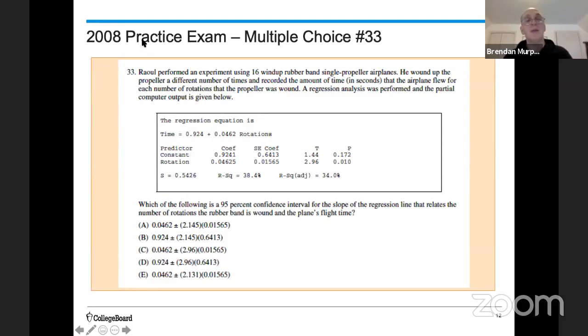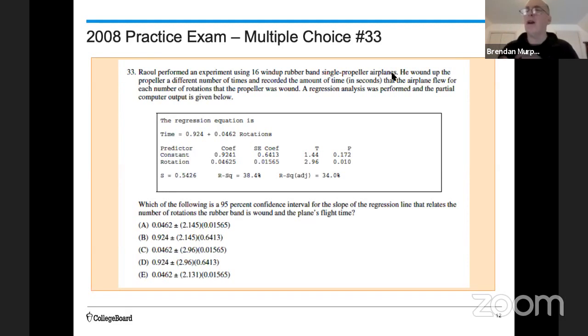So this was from a 2008 practice exam. Raul performed an experiment using 16 wind-up rubber band single propeller airplanes. So I think I have a visual picture. Again, I'm just setting the stage here. He wound up the propeller a different number of times and recorded the amount of time in seconds that the airplane flew for each number of rotations that the propeller was wound.